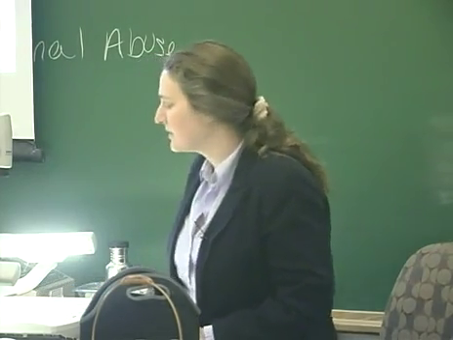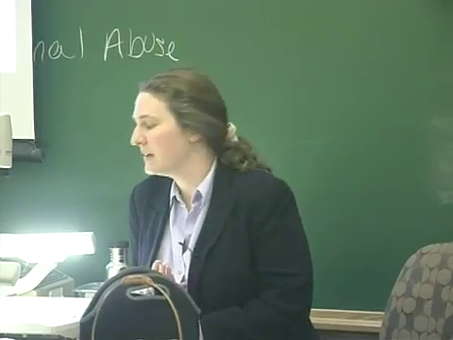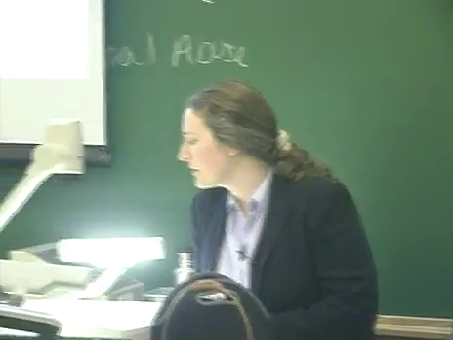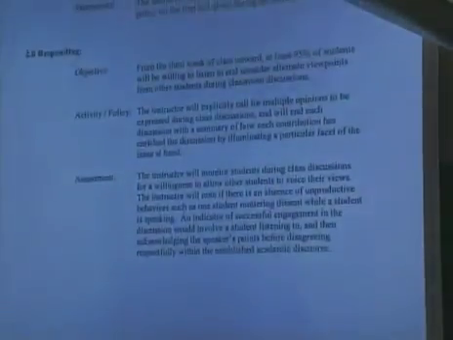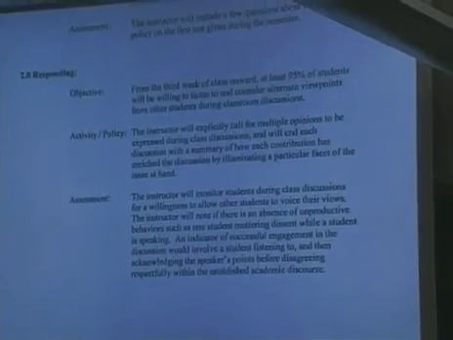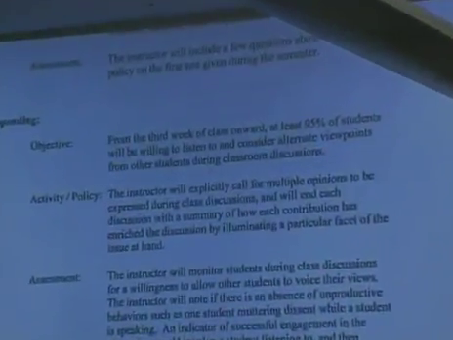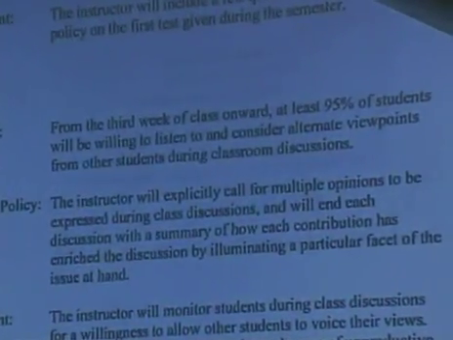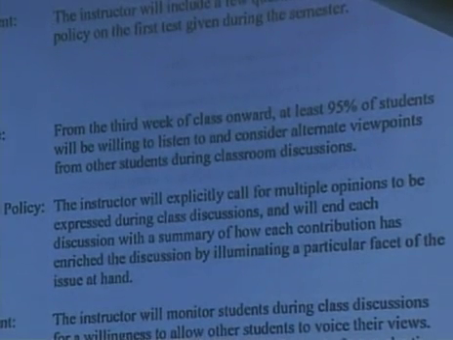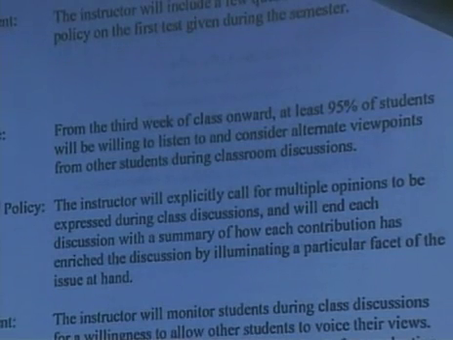And then to move on to the responding category. An example objective is: from the third week of class onward, at least 95% of students will be willing to listen and consider alternate viewpoints from other students during classroom discussions. So at this 2.0 level, we're talking about being tolerant of something. Not just being aware, but really being willing to be a part of something.